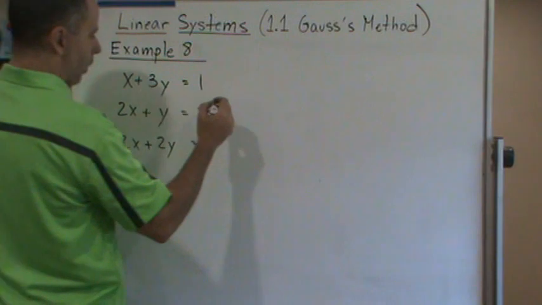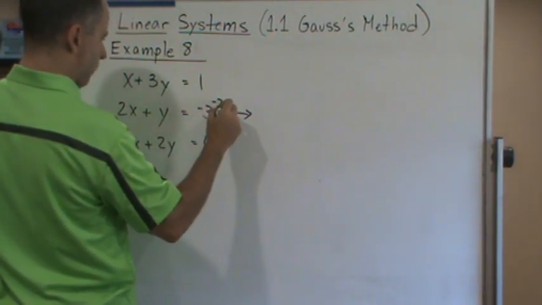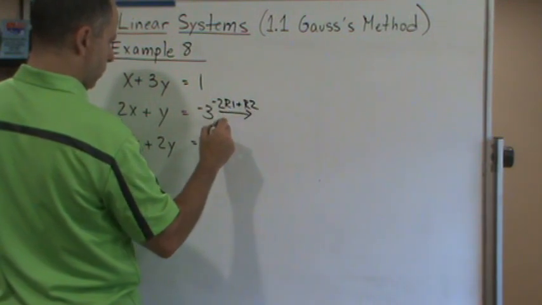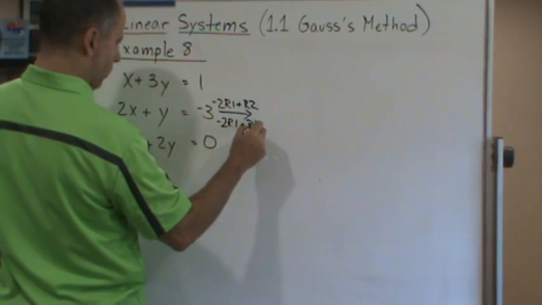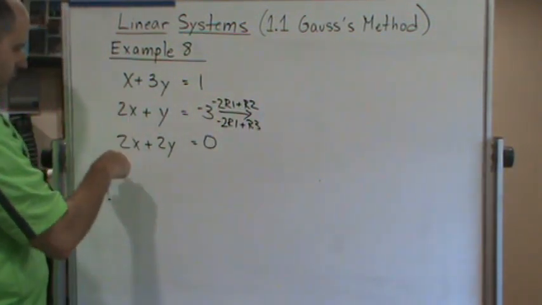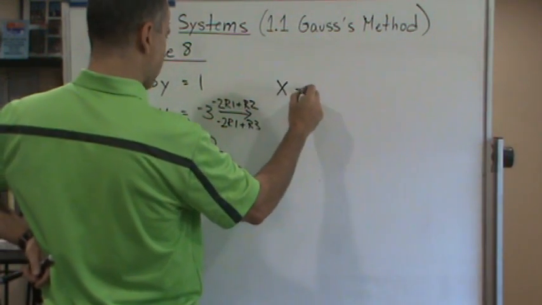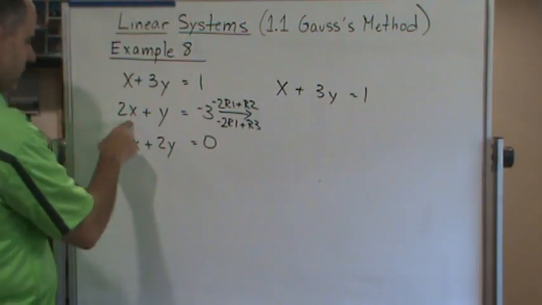Okay, so I'm going to do -2 times row 1 plus row 2 and -2 times row 1 plus row 3. Okay, so these are going to go away. Now what happens is I end up with this system of equations. x plus 3y is equal to 1. These are going to go away.